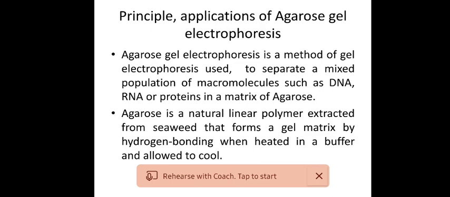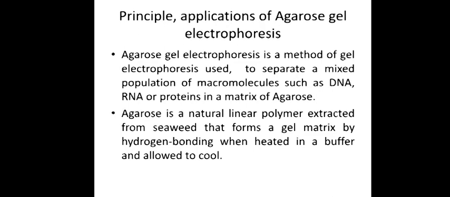And the most common type of gel that is used for the molecular movement is agarose. That's why this is called agarose gel electrophoresis. This agarose is actually a linear polymer. It is extracted from seaweed, and it forms a gel matrix by hydrogen bonding when heated in a buffer and allowed to cool. On heating it is liquefied, in the liquid state. On cooling it solidifies, rather it gels. And since it is neutral, it allows easy movement of the molecules.